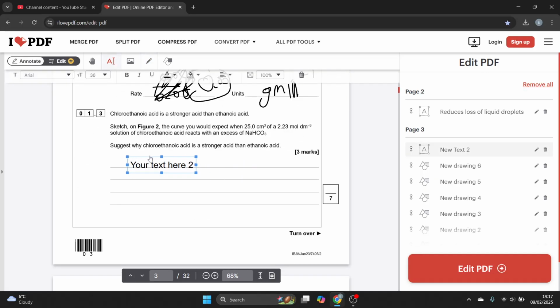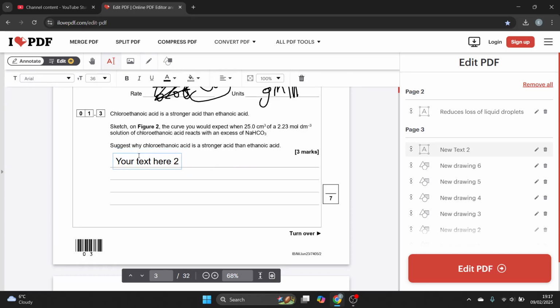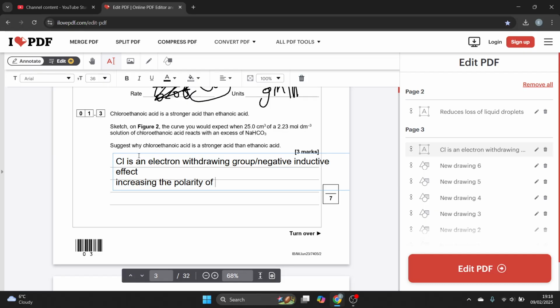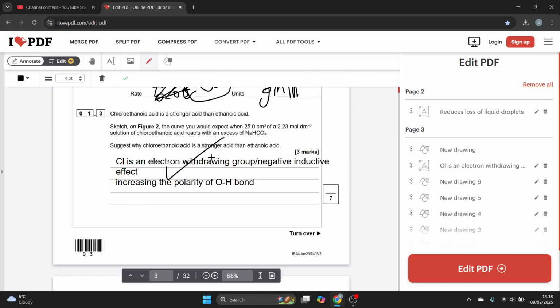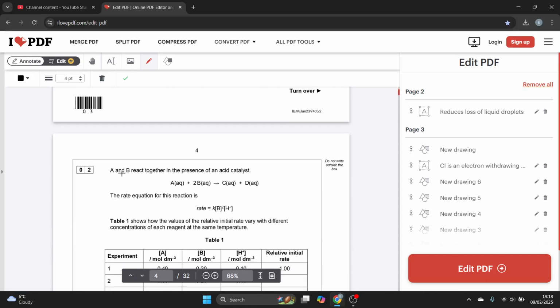Suggest why chloroethanoic acid is a stronger acid than ethanoic acid. Chlorine is an electron withdrawing group, negative inductive effect, increasing the polarity of the OH bond.